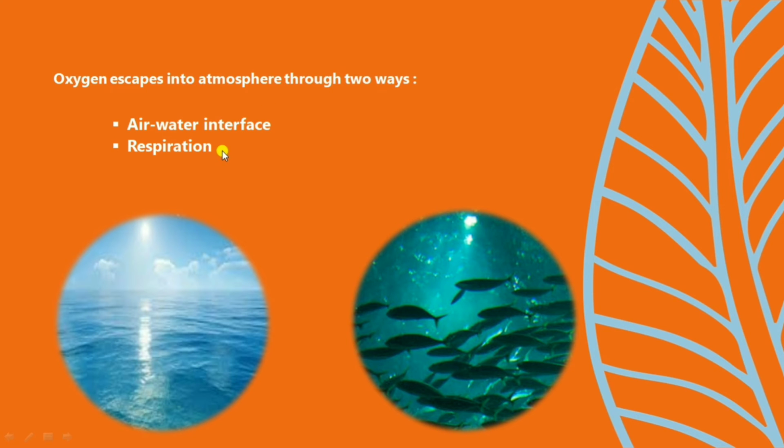So we can understand that through the air water interface the oxygen can enter into the aquatic ecosystem as well as escape into the atmosphere, and through respiration of organisms inside the aquatic ecosystem the oxygen can escape into the atmosphere.